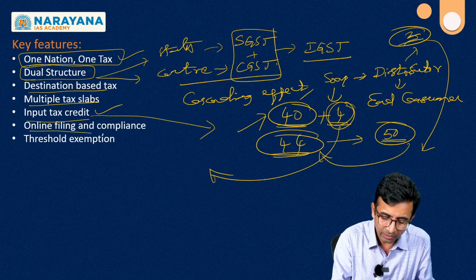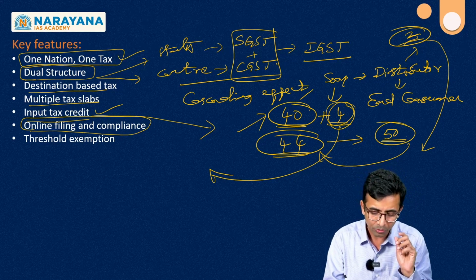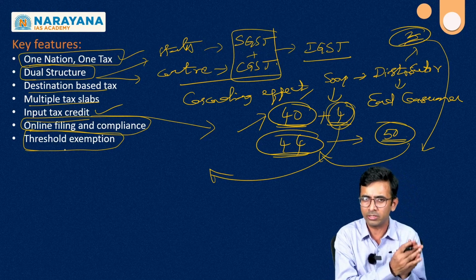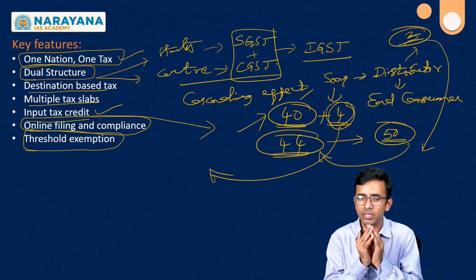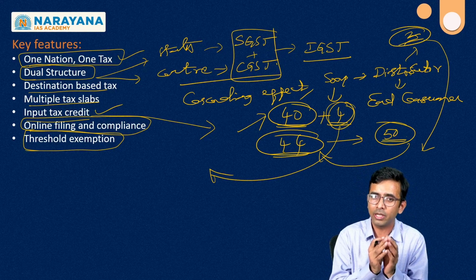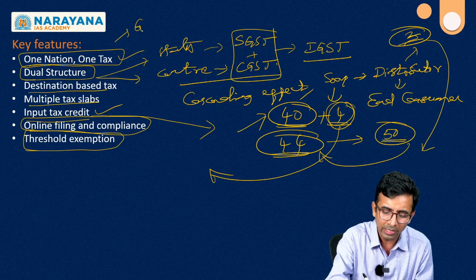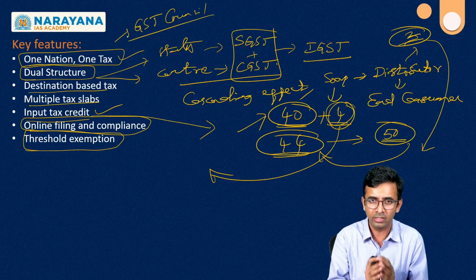On the other hand, online filing and compliance has made it a simplified procedure. Moreover, there is a threshold which has been defined for certain particular sectors, and with respect to that threshold, there are certain exemptions which are provided. And these exemptions can also be extended to many other sectors as part of decisions made by the GST Council, which governs the goods and services tax.